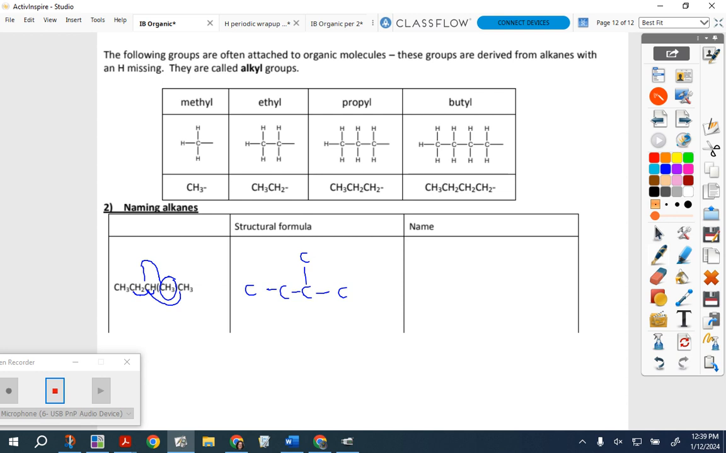And then once we have that skeleton structure here, we can start adding the hydrogens. So now we've got 3 hydrogens at each of the ends. We've got 3 hydrogens on this methyl group that's coming out as a branch. We've got 2 hydrogens coming out of this carbon that's in the middle of the chain. And we've got 1 hydrogen coming out of this carbon. So that is what the full structural formula is going to look like for this substance.